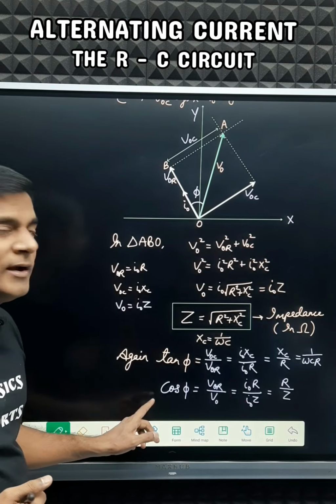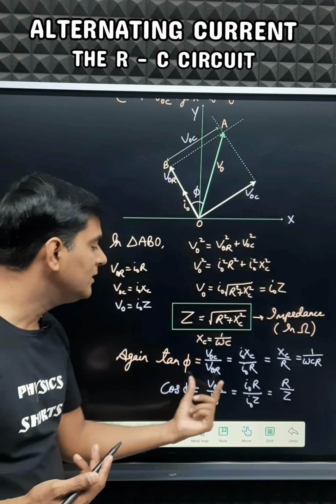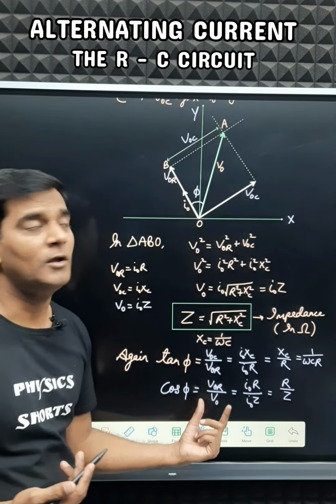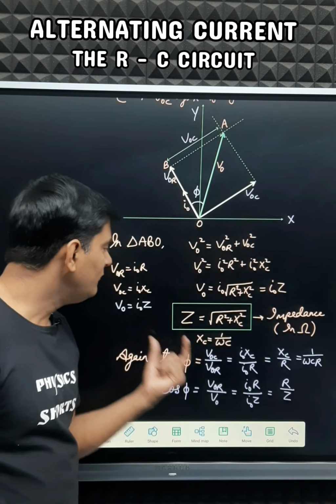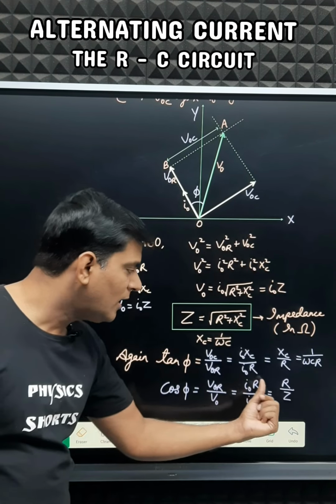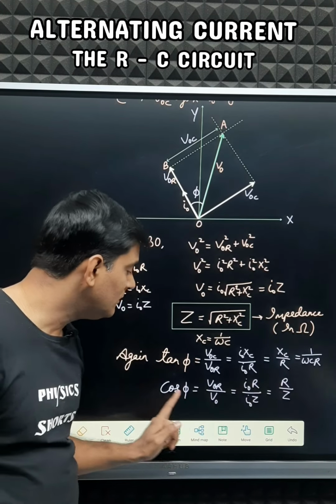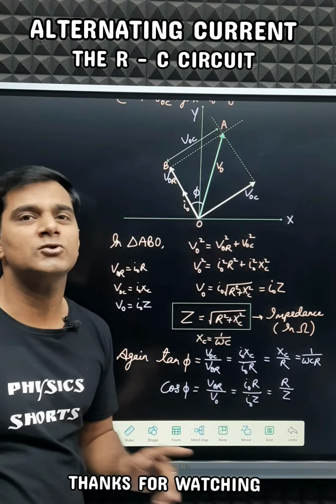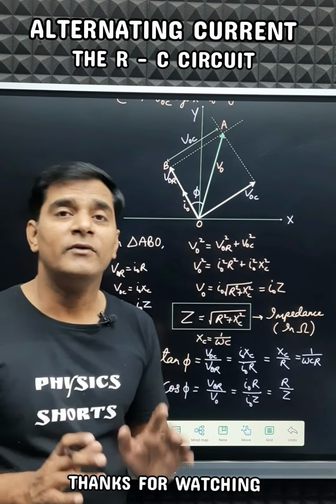Similarly, the power factor, or cos φ, in this case will be what? It is V0R upon V0, because it is base upon hypotenuse. So when we again use Ohm's law, it will be I0 R upon I0 Z. I0 will cancel out, and we get the power factor cos φ equals R by Z, which is a common expression for all types of AC circuits.